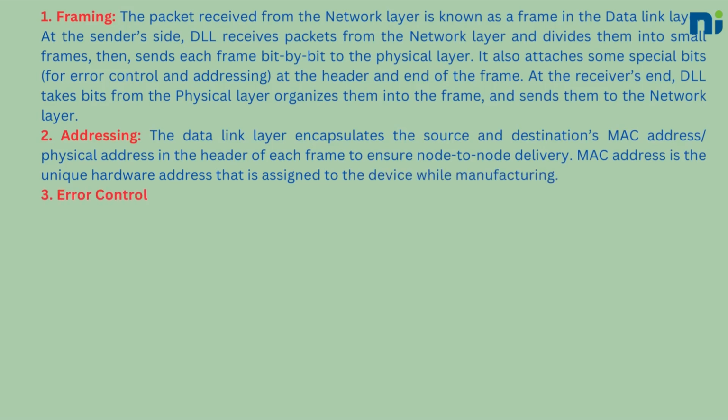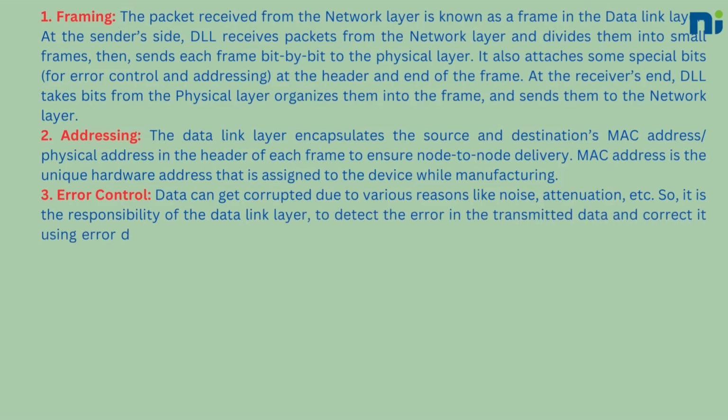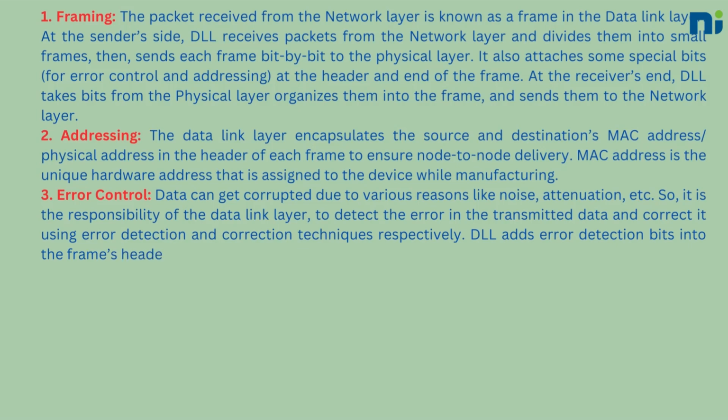3. Error control. Data can get corrupted due to various reasons like noise, attenuation, etc. So, it is the responsibility of the data link layer to detect the error in the transmitted data and correct it using error detection and correction techniques respectively. DLL adds error detection bits into the frame's header, so that receiver can check received data is correct or not.